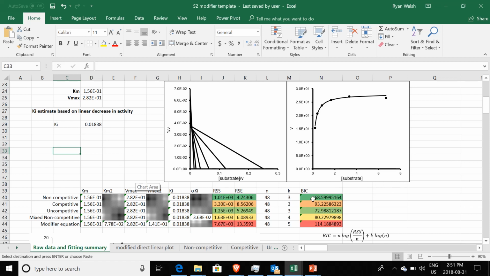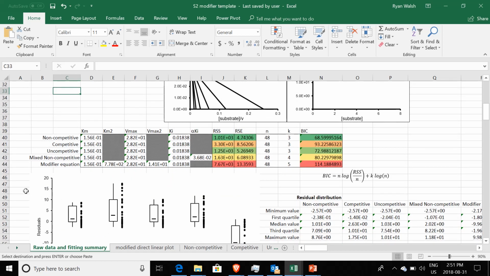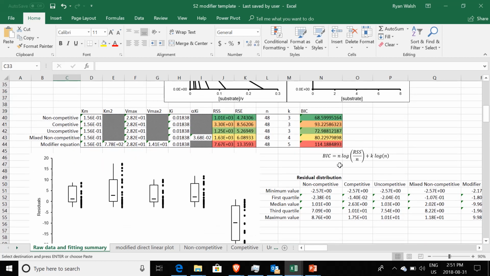And it actually provides, based on these values, which one is fitting the best initially. So the dark green is the smallest value with the RSS. So this says that non-competitive inhibition is, based on these values, the best fit here, which is mirrored by the BIC and the standard error. And if you look at the box plot, you can see how the residuals look, this being 0 here. Hopefully they all line up by 0 after we do a little bit of fitting.